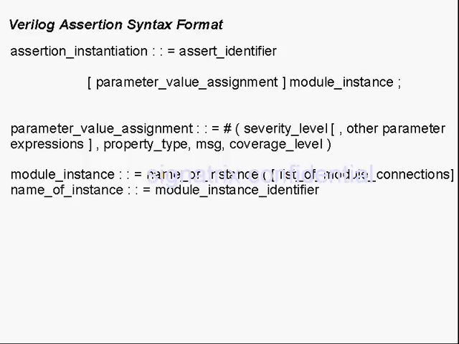Okay, what is the Verilog assertion syntax format? This is the assertion syntax. We have assertion instantiation, assertion identifier. In the OVL library all those assertions will be there. In our design we have to instantiate the assertions we want to implement in our design. Assertion underscore instantiation, assertion identifier.